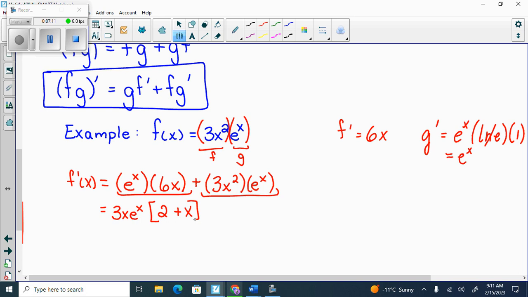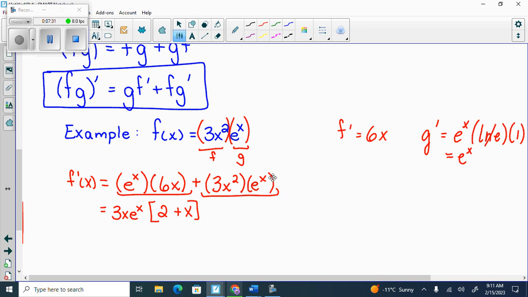Yeah. How are we taking out a 3? The 6 and the 3 both give me a 3. But the e's? We take the e's out. They're gone. Then out of these two, what can we take out? We can take a 3 and an x. So they're in front.